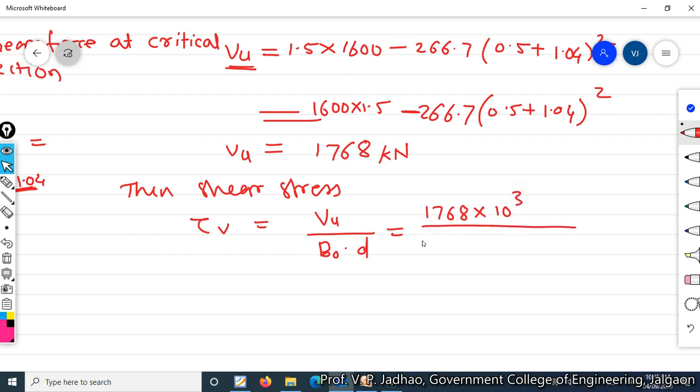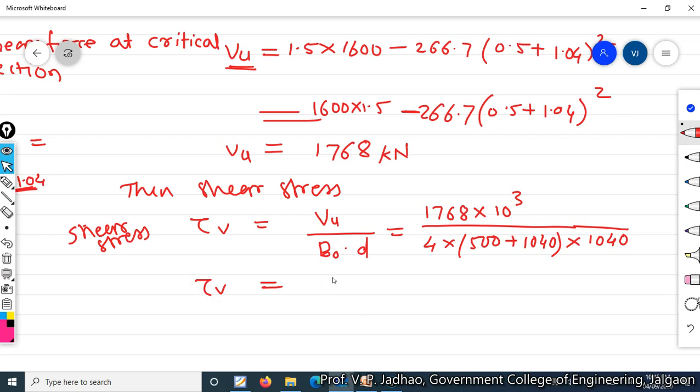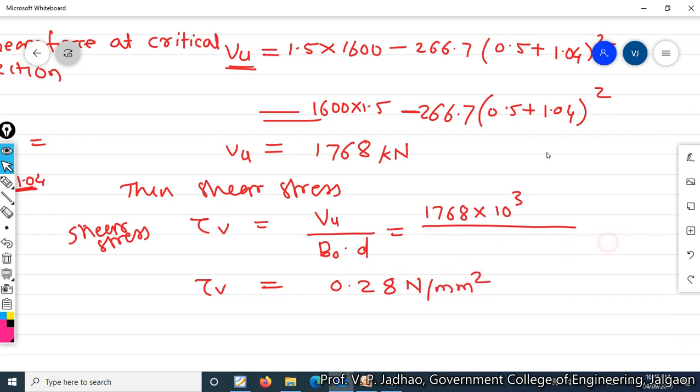We have B0 equal to 4 into (500 plus 540), multiplied with the D, that is 1040. This tau v value, that is the shear stress, comes out to be 0.28 Newton per mm square.